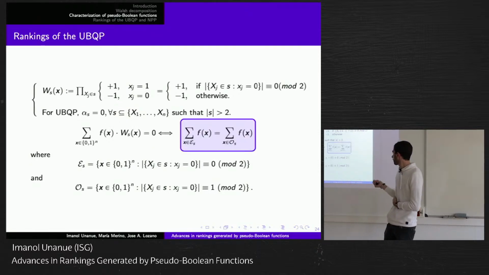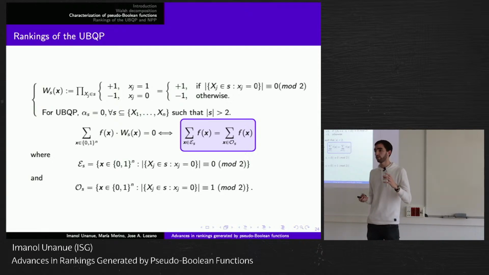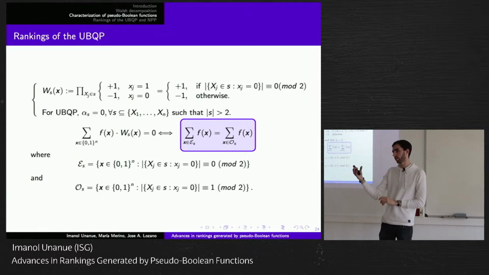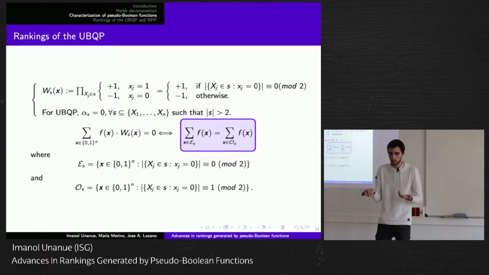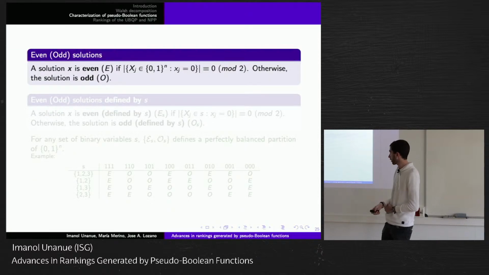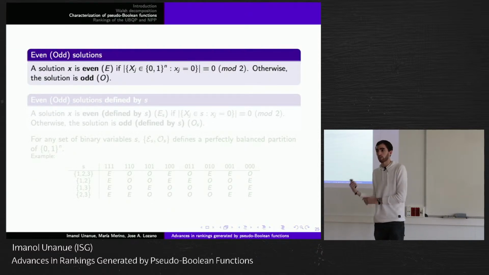And then we have that, for example, any unconstrained binary quadratic problem instance must fulfill the following equation, which is related to the fitness function values obtained by the E solutions and the O solutions. So we want to extend this result to a general scenario, which is overall pseudo-Boolean functions. Okay, first of all, the definition and to understand why there is this notation.